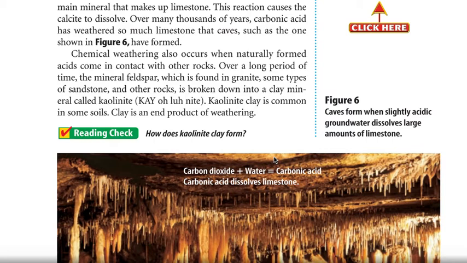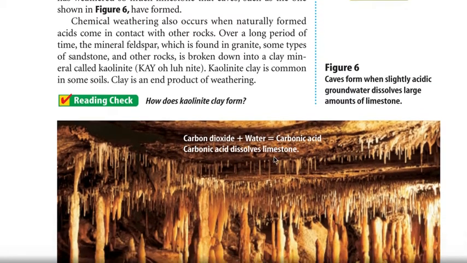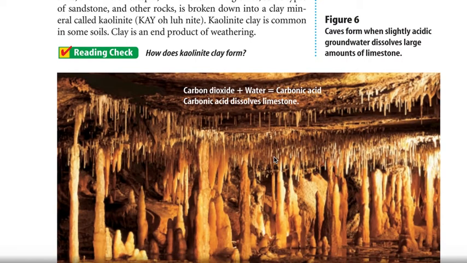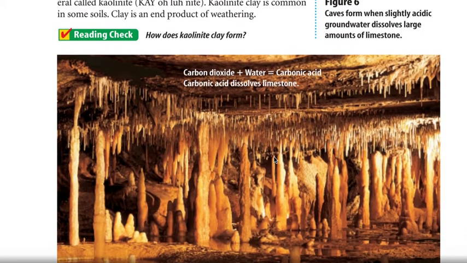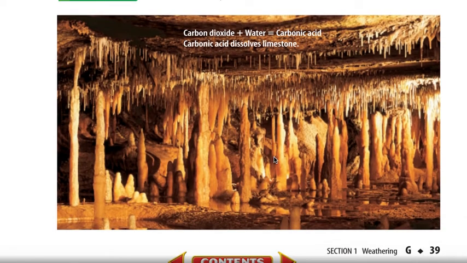Clay is the end product of weathering. When you've broken a rock down so it can't get any smaller, what you're left with is particles so small it's called clay. Let's look at Figure 6. Caves form when acidic groundwater dissolves large amounts of limestone, causing carbonic acid. In this cave you see the stalactites and the stalagmites.